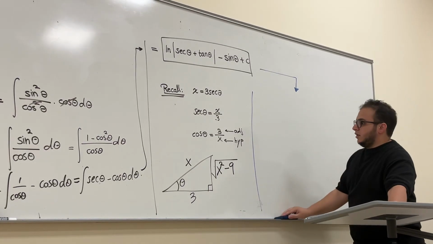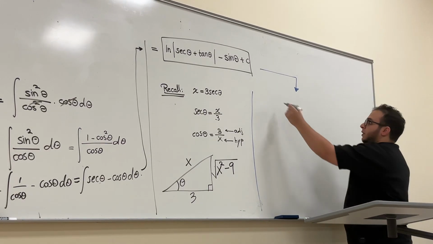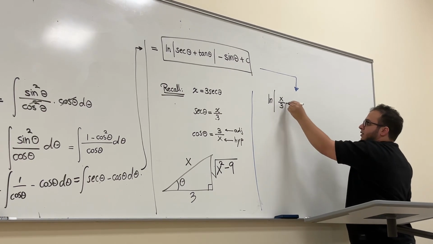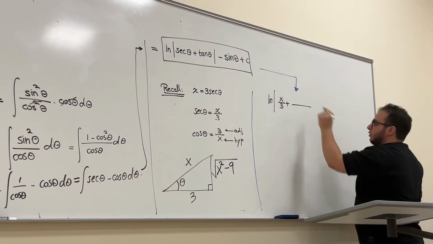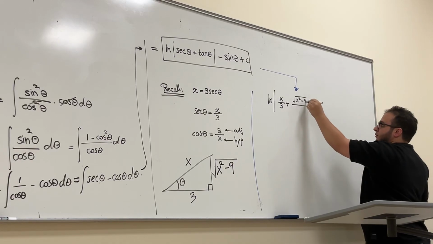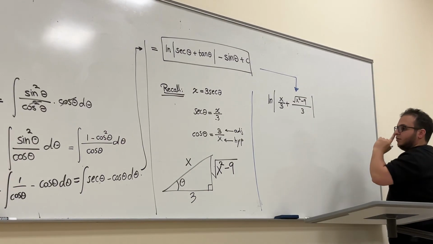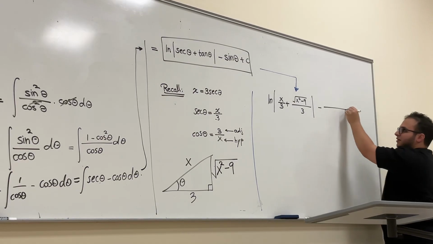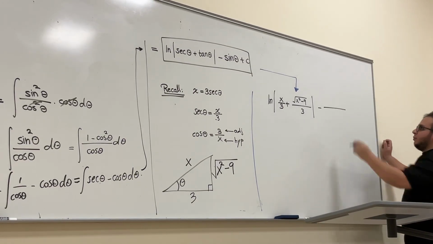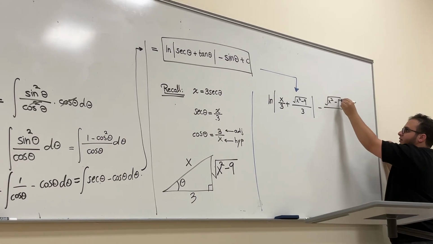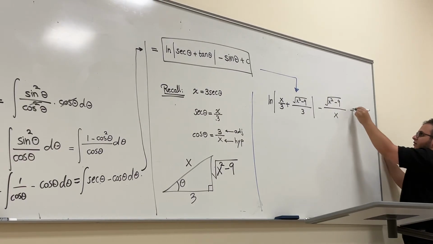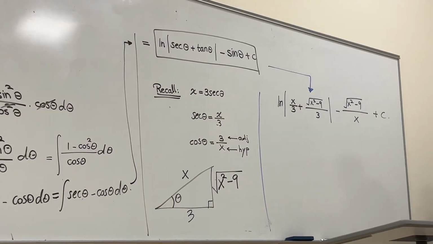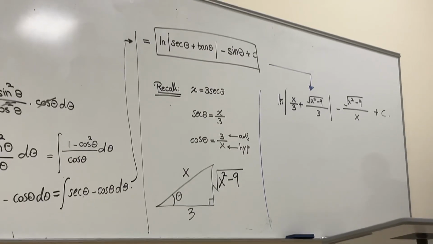That's the question. Now we need to replace everything. What is secant? X over 3. Tan is opposite over adjacent. What else? Minus sine, which is opposite over hypotenuse. Plus c. Finish. Any questions? No.